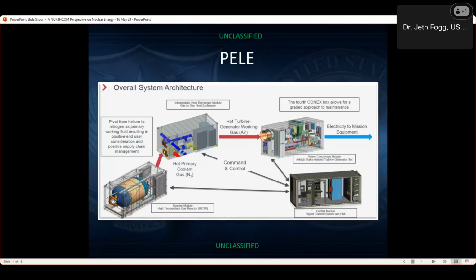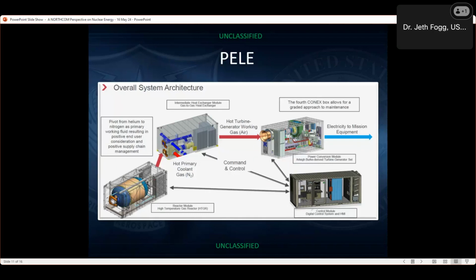So here's a schematic of the Pele system. I mentioned this earlier. The reactor is on the left-hand side. It goes from the reactor to the heat exchanger, and then it goes over to the hot turbine, basically the turbine that's generating the energy, the power, if you will, and then the power goes off on the blue line to the equipment or whatever it's powering up.